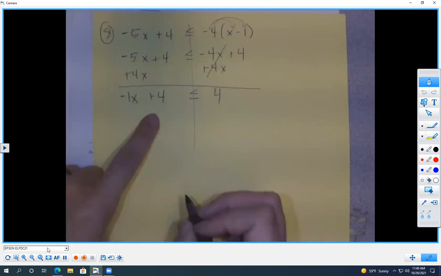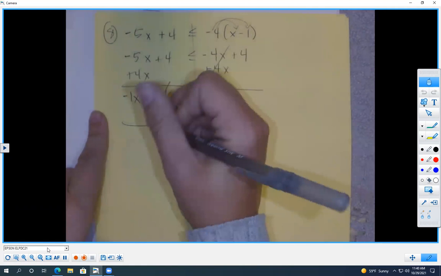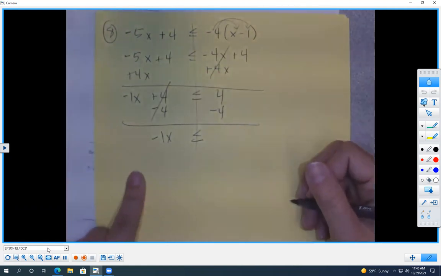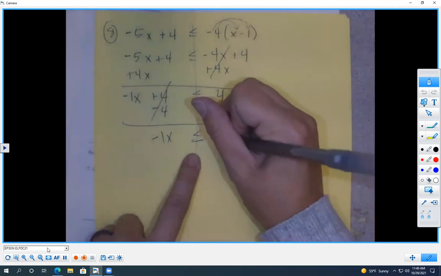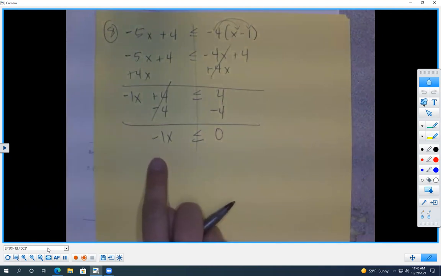Subtract 4 from both sides. And when you do, you get negative 1x on the left-hand side is less than or equal to 4 minus 4 is 0, which is weird, but isn't 0 just a regular number? Yeah, you can have 0 as an answer. I'm not quite done yet. How do I get x by itself?